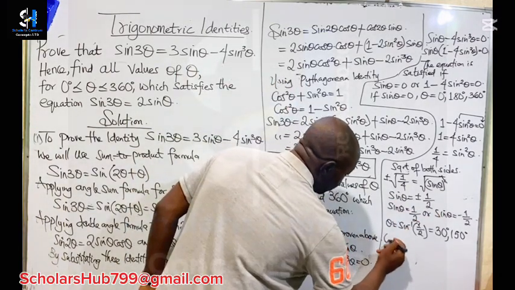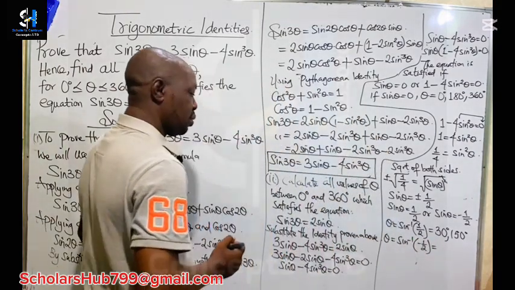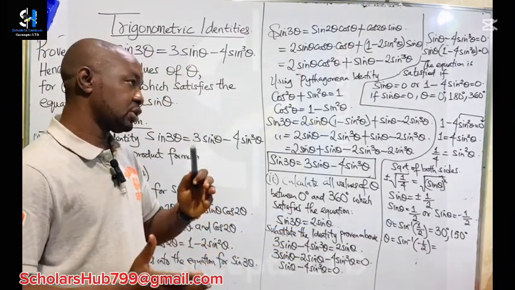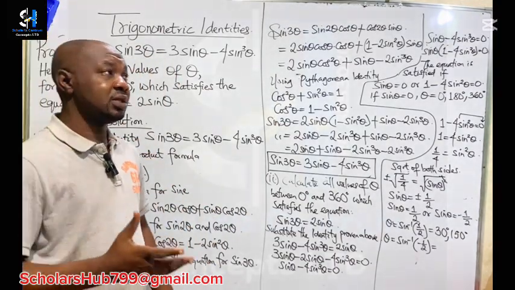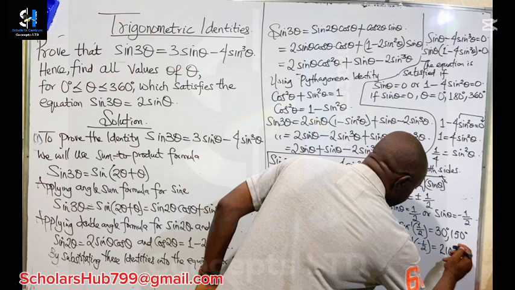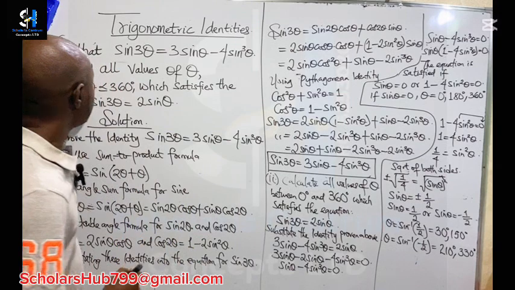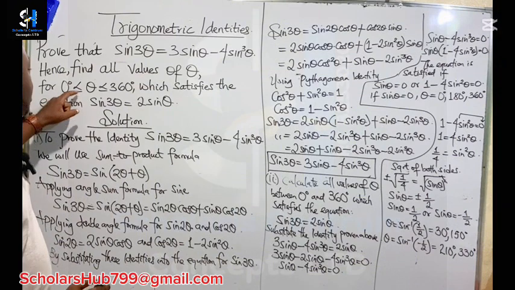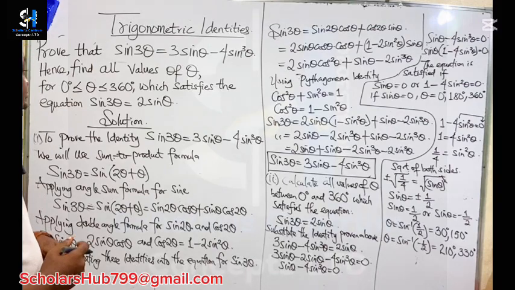Then for the other one, theta is the sine inverse of minus 1 over 2. That's going to be 210 degrees and 330 degrees. Now remember, we are looking for all values of theta for 0 degrees less than or equal to theta less than or equal to 360 degrees, that is between 0 degrees and 360 degrees.